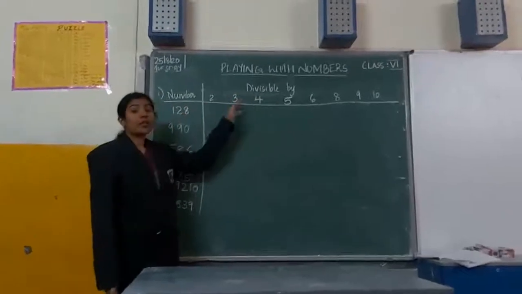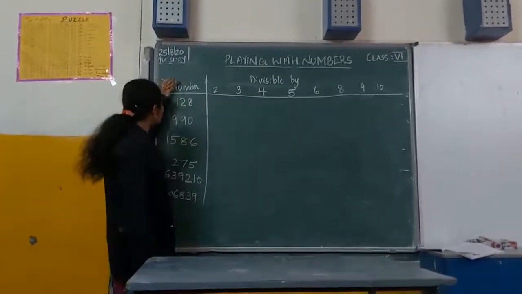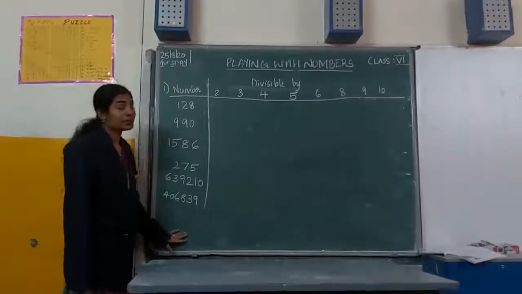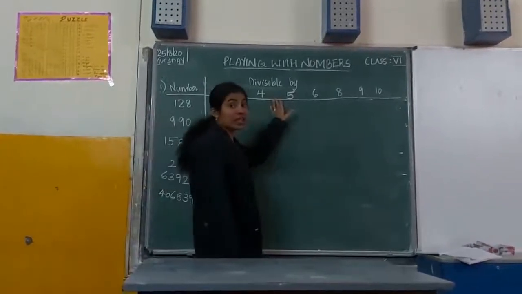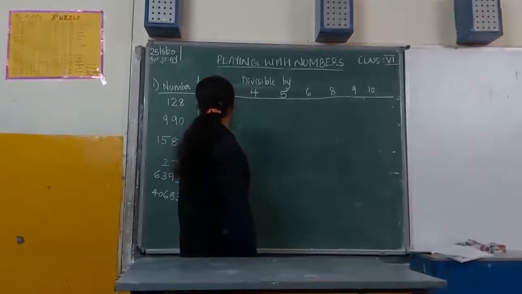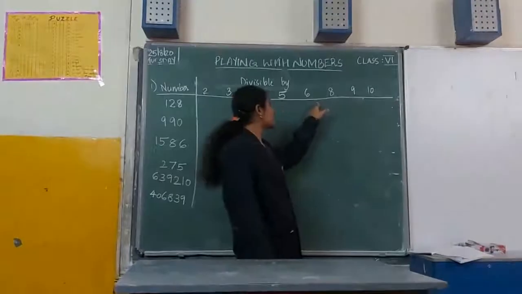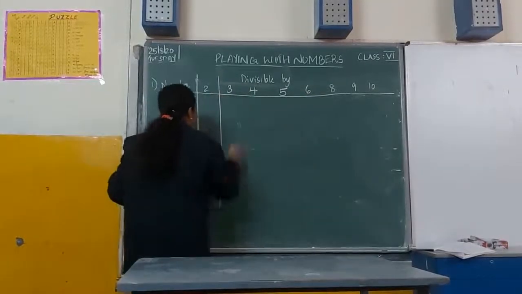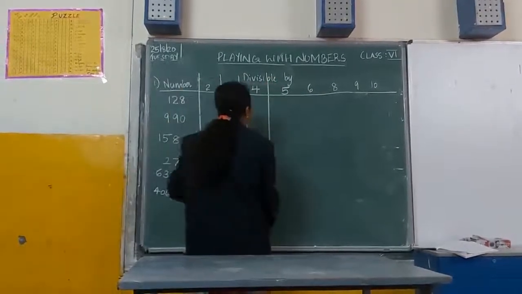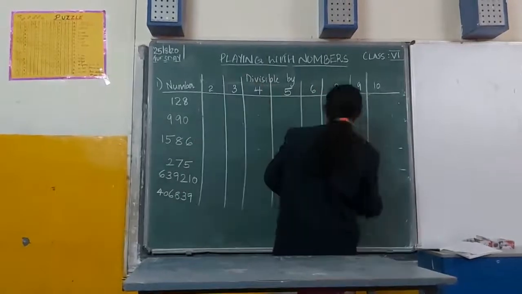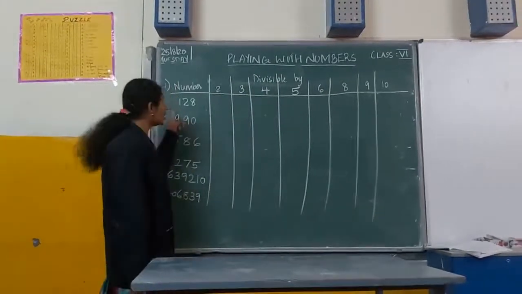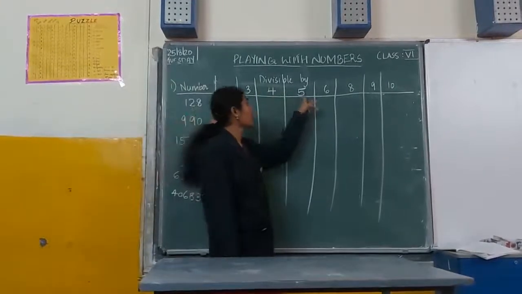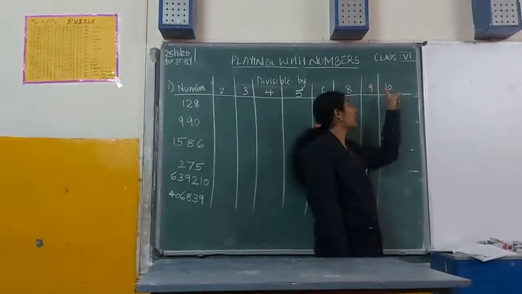See the given tabular form. In this first column, you can see some numbers given. And in the other columns you can see divisible by 2, 3, 4, 5, 6, 8, 9, 10. Like this they are giving each column. This means for each number you should check the divisibility by 2, 3, 4, 5, 6, 8, 9, 10.